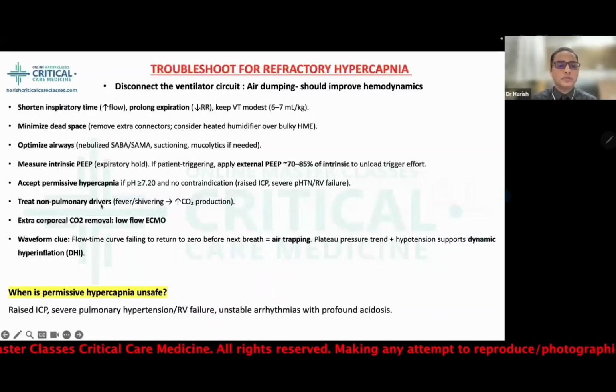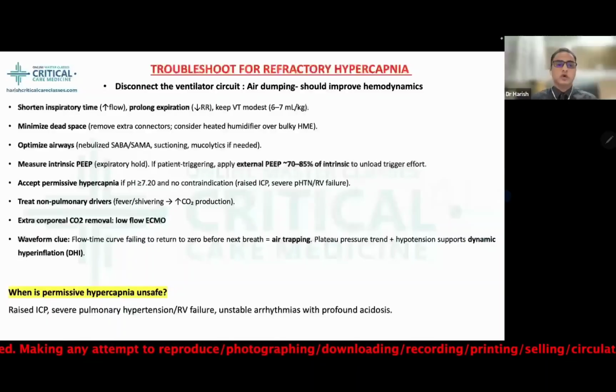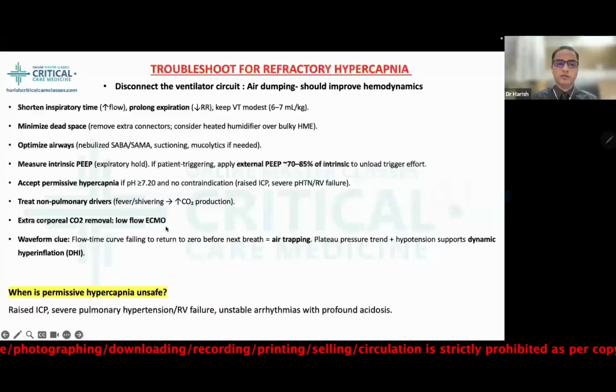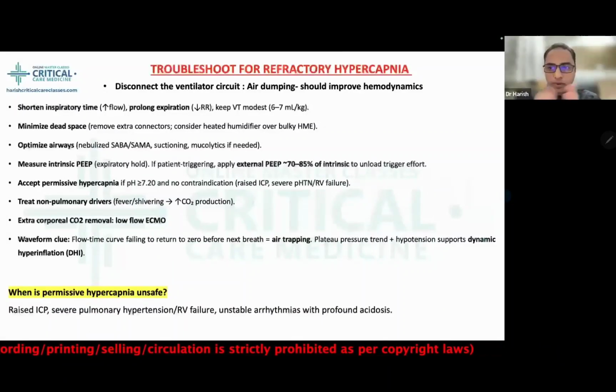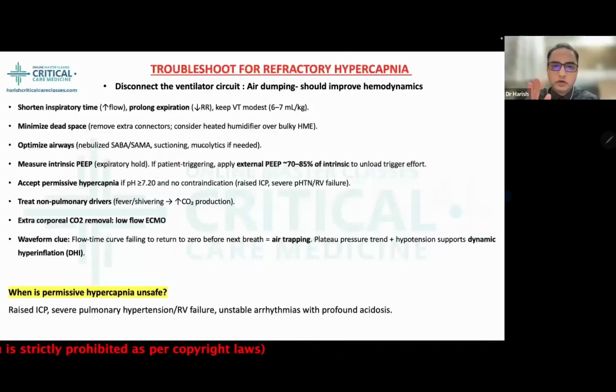So treat non-pulmonary drivers. If the patient is having fever or shivering, that increases CO2 production, and you need to troubleshoot that. Sometimes one option is extracorporeal CO2 removal. We have ECCO2R, which we call respiratory dialysis or a low flow ECMO, which is mainly meant to remove carbon dioxide so that we can achieve lung protective ventilation without much advantage for oxygenation. That is one of the options for extracorporeal CO2 removal.